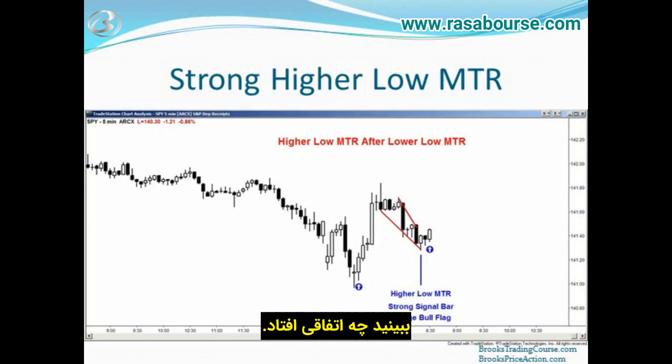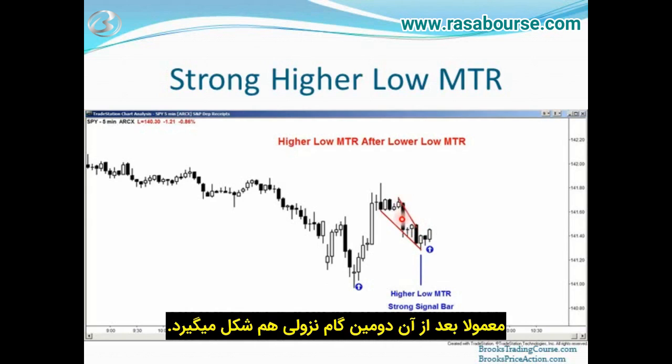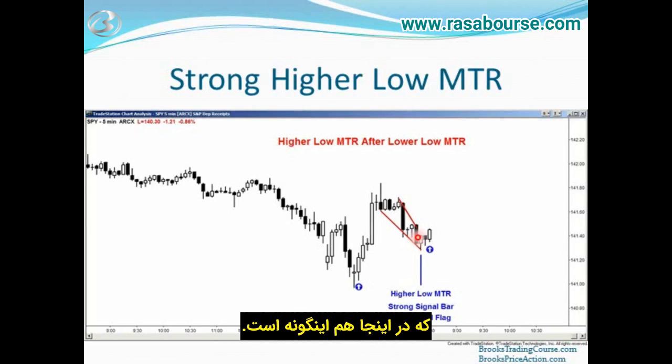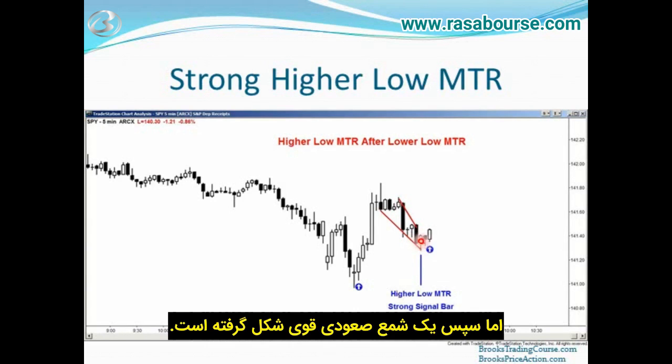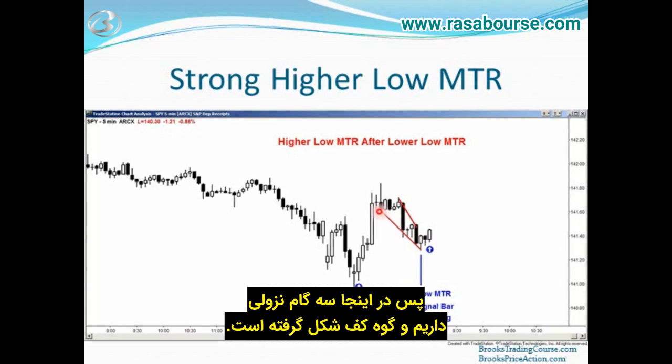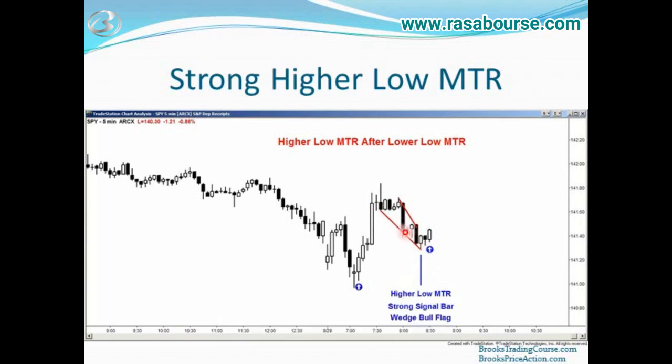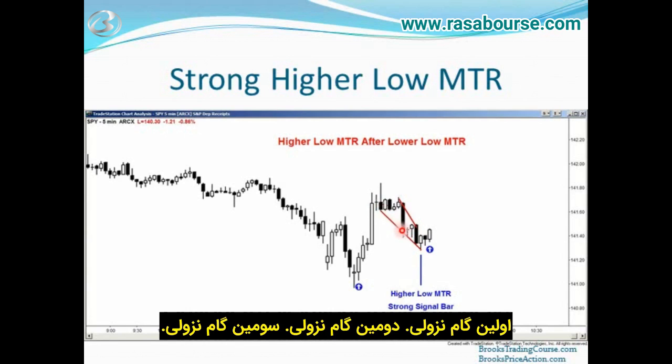Alright, so look what happened. The market had one more push down. Very often when you have a strong breakout, you have a second push down, and that's what we have here. But now we have a very strong bull reversal bar, and arguably three pushes down into a wedge bull flag. One push down, second push down, third push down, and a strong bull reversal bar.